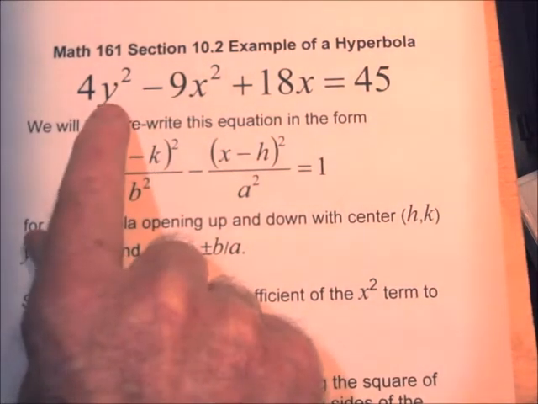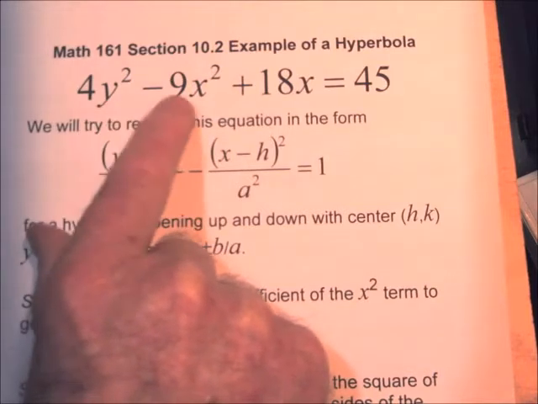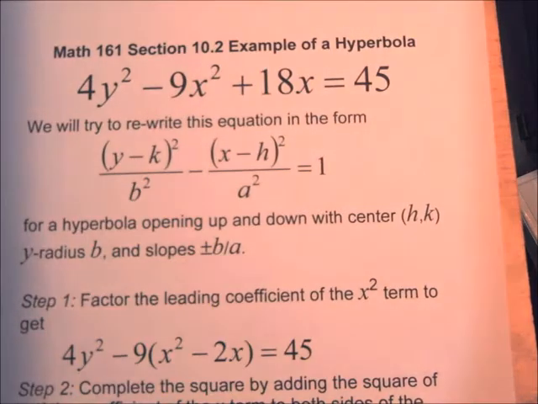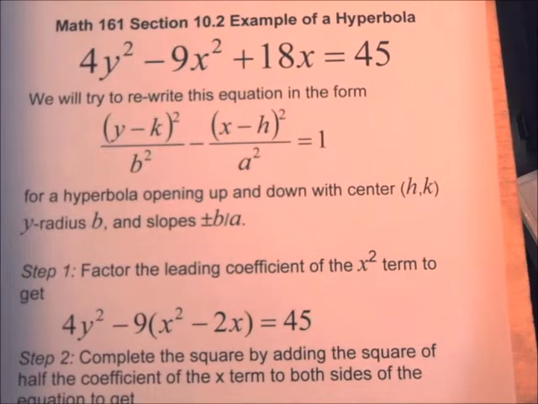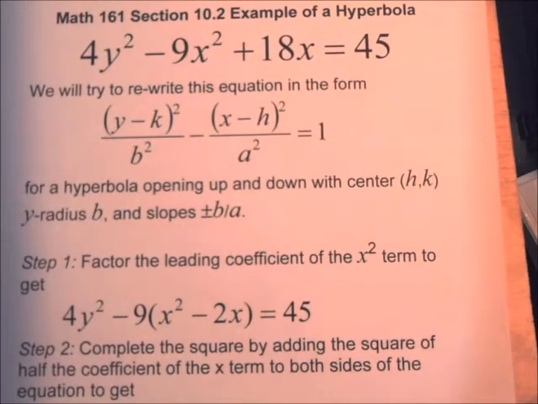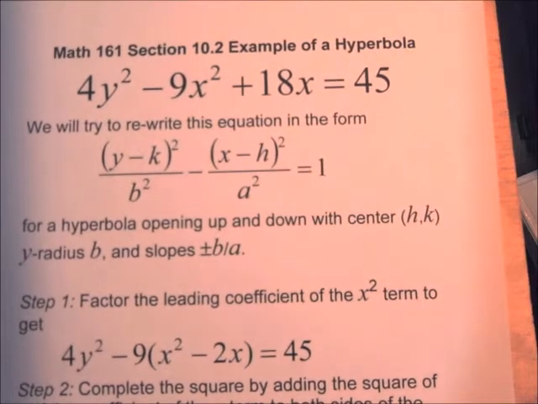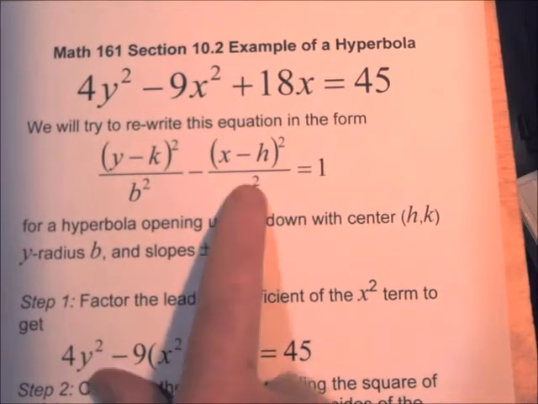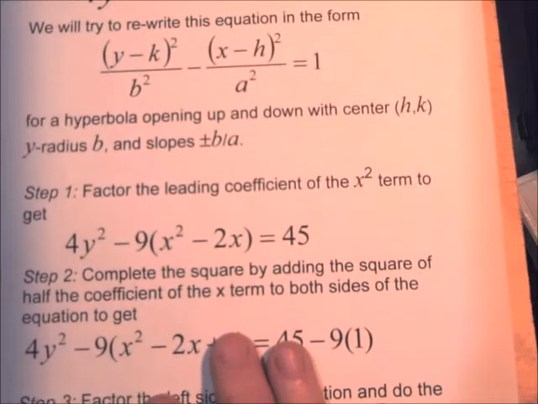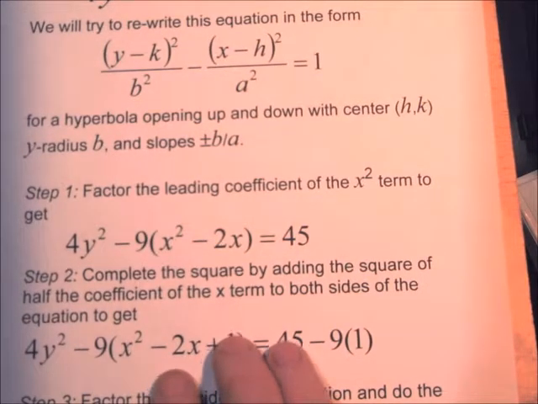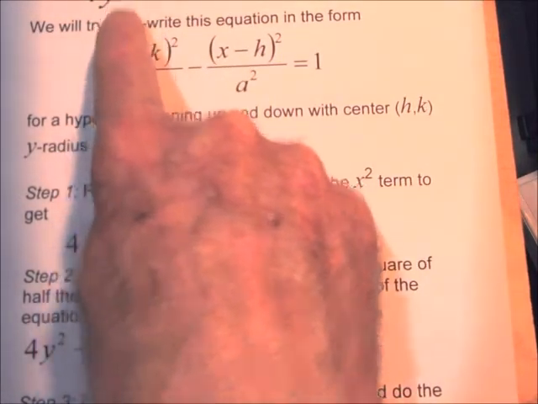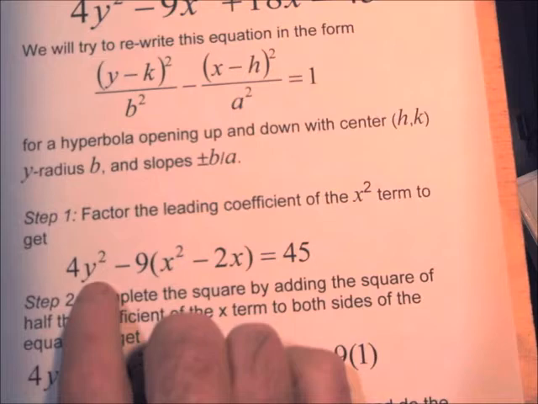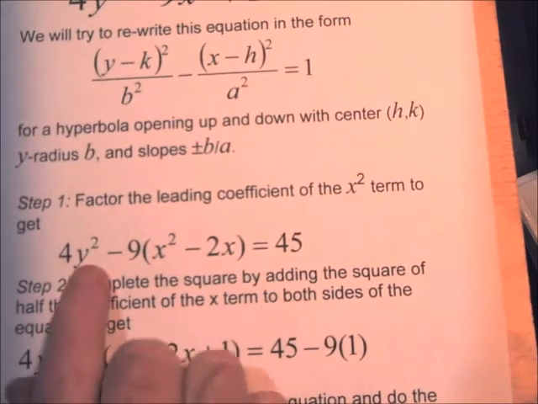Because the x squared and y squared have opposite signs, that's a clue that it's probably going to be a hyperbola. It could be a pair of straight lines actually too, but most likely it would be a hyperbola. Okay, so we want to try to put this in this form. We only have one y squared term, so we'll leave that alone for the time being.